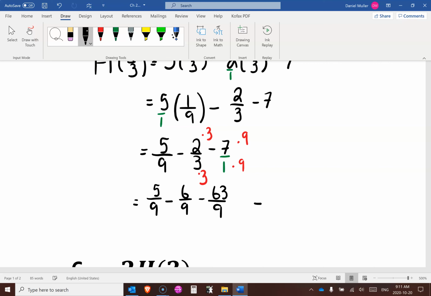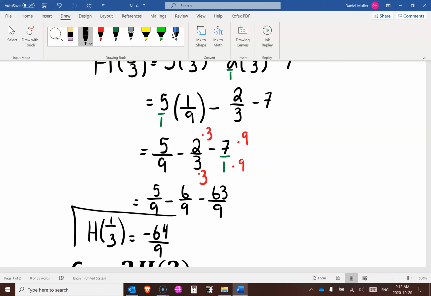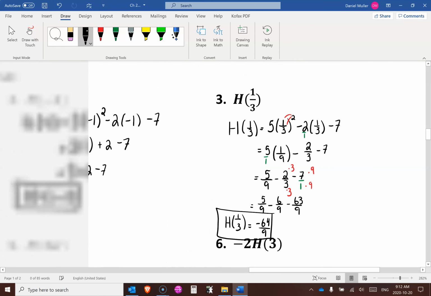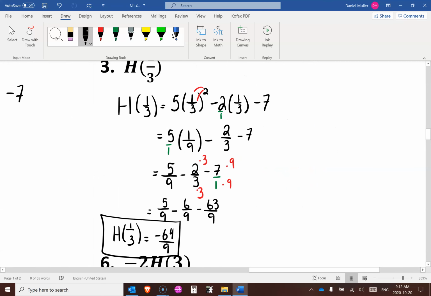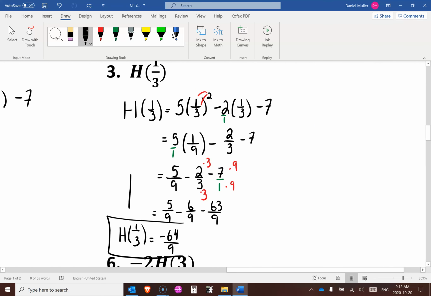Okay, so what does that equal? I should have enough room probably here. 5 minus 6 is negative 1, and negative 1 and negative 63 is negative 64 over 9, and that was h of a third. And I don't think that 64 and 9 can be divided by anything. So there we have it. I'll just zoom out in case you want to take a look at that one a little bit better.